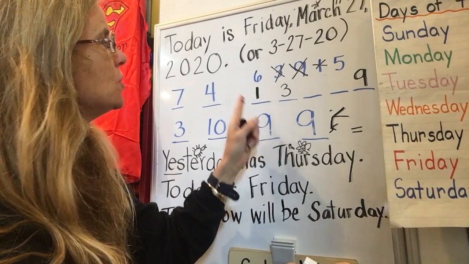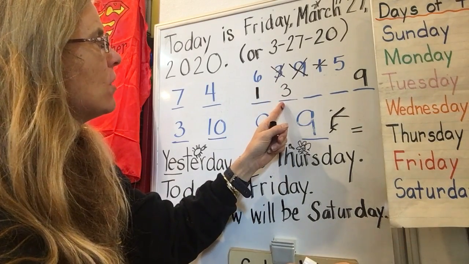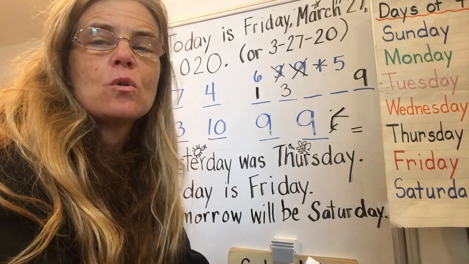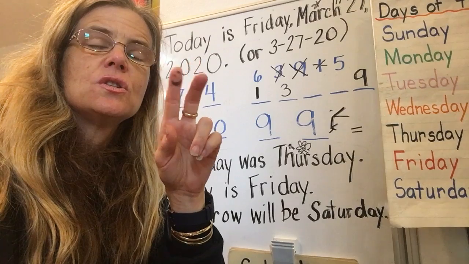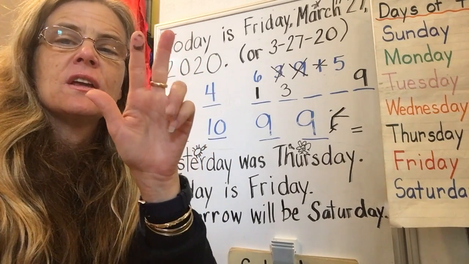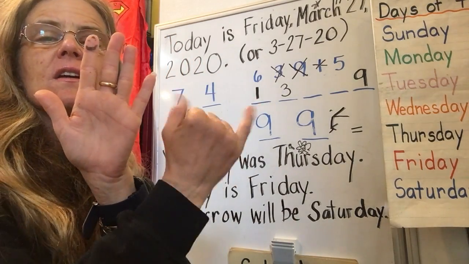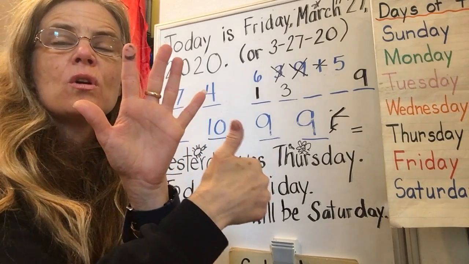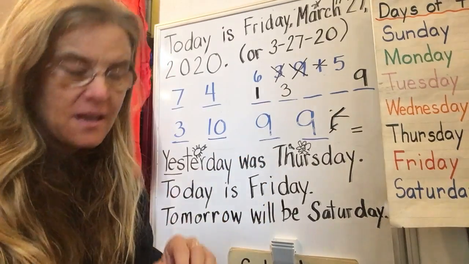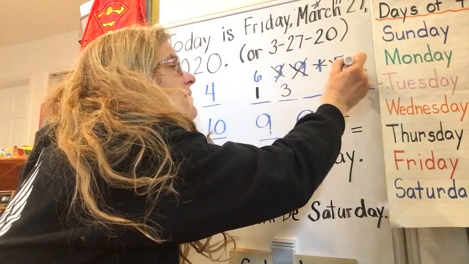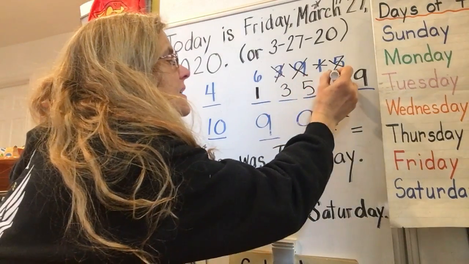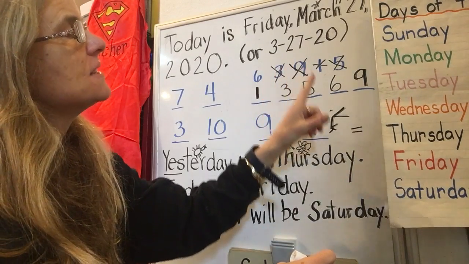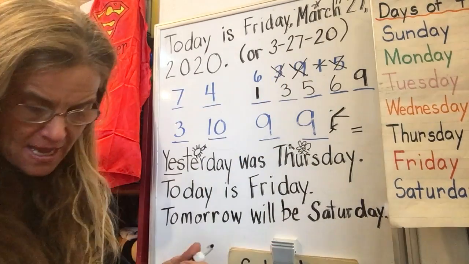1, 2, 3, 4, 5, 6. Which did I say first? 5 or 6? 1, 2, 3, 4, 5, 6. 5 came before 6. 6 has more fingers and thumbs, more digits, than 5 did. So I have to put the 5 next, and then the 6. 1, 2, 3, 4, 5, 6, 7, 8, 9.